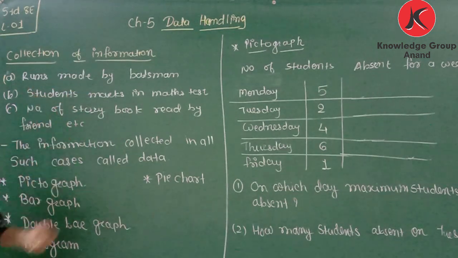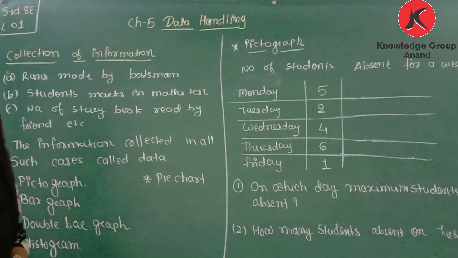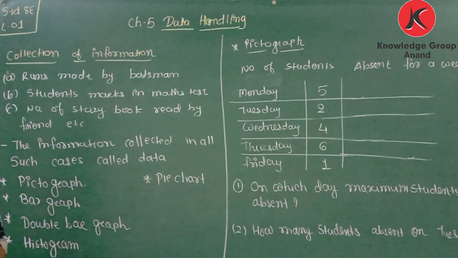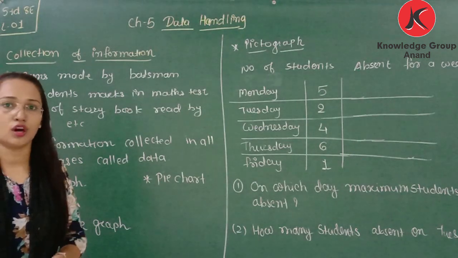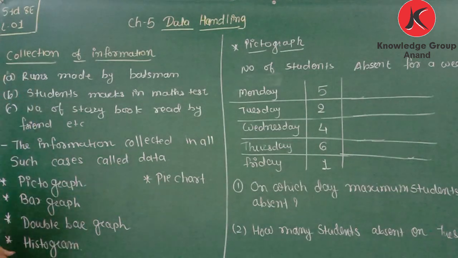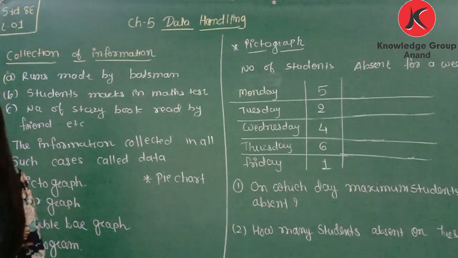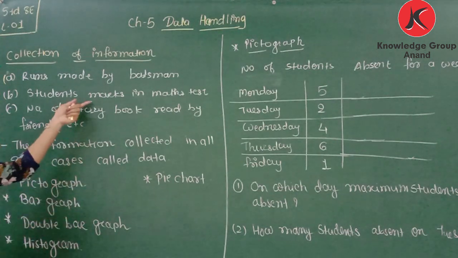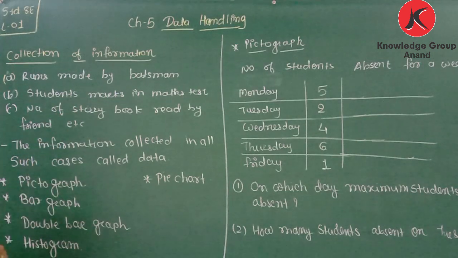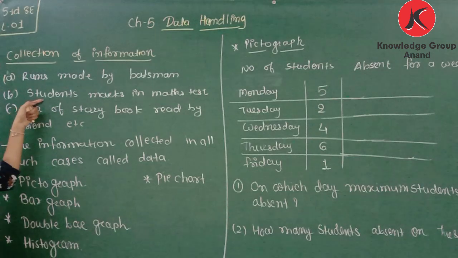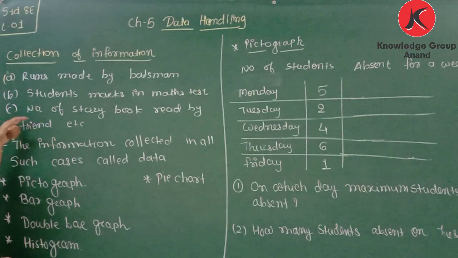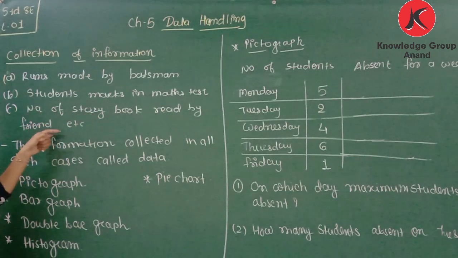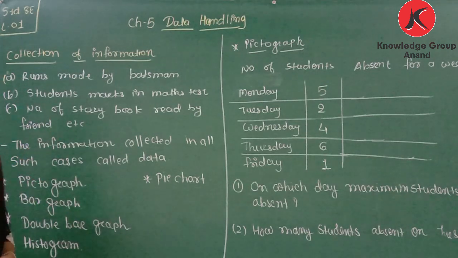If we collect the information of different batsmen's runs in different matches, that forms a collection of data. Then students' marks in a maths test is again an example of a collection of data. If we collect the information about the marks of students in a maths test, we need to arrange it in tabular form. Then the number of story books read by a friend is also an example of information collection.